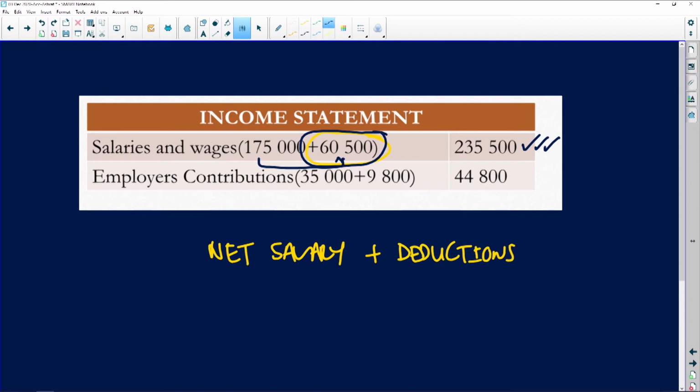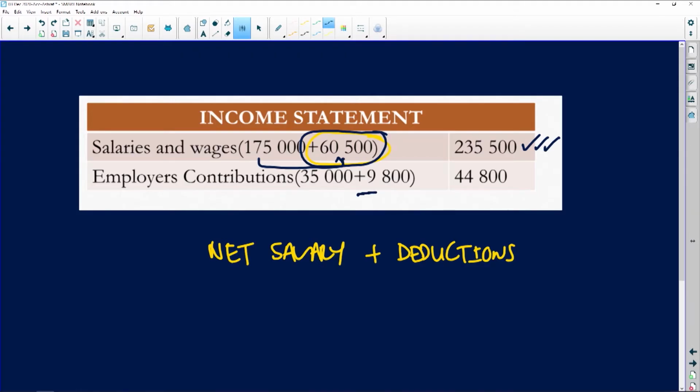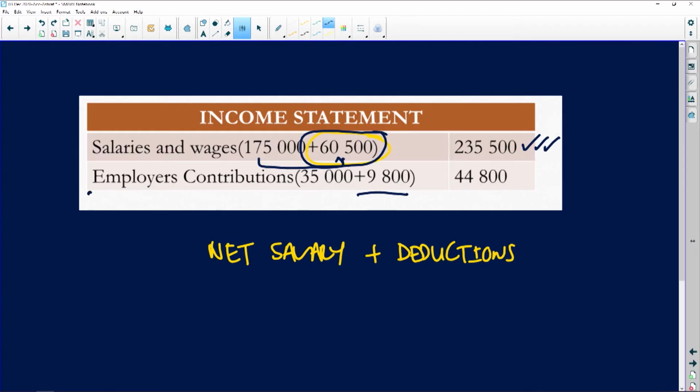Okay. You also had employers' contribution to the amount of 9,800, right? Now, this is where I want you to take note. Sometimes the question will tell you that your employer's contribution forms part of salaries and wages. In other words, in that case, you will not have a standalone entry or account for employers' contributions, which is part and parcel of salaries. It's included in the salaries and wages.